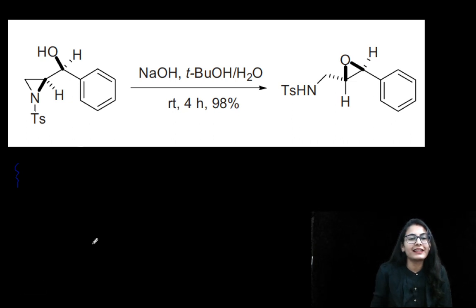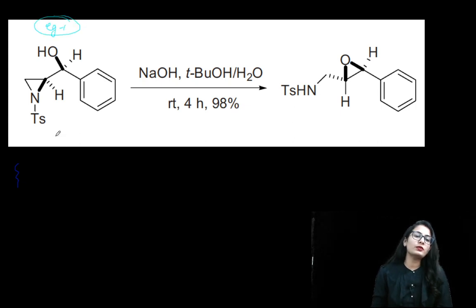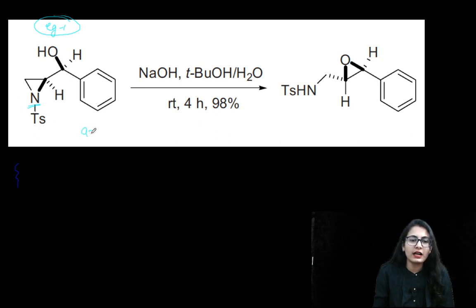Right, so what do you see over here? This is example number 1. Now in this example, you don't have an epoxide, you have the aziridine ring. Yes, you do have the aziridine ring. Now when such kind of a reaction takes place, you can also call it azapane rearrangement.